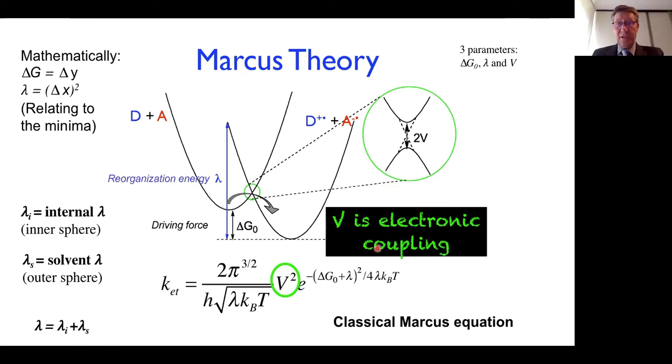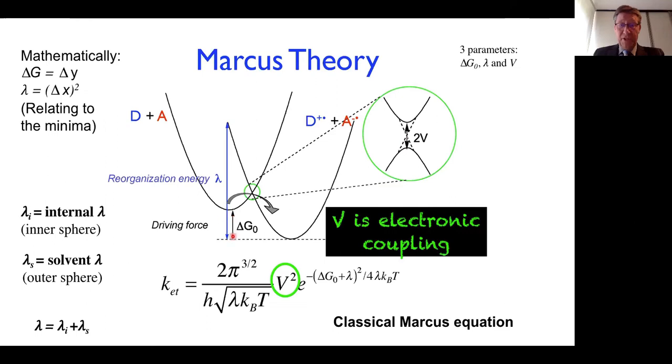It tells you something about the overlap of the electronic wave functions of the electron donor and the electron acceptor, the D and the A, and it is a measure for the interaction between the two states. So here, these two states interact, they mix, and this is the strength with which they mix, and that is related to the electronic coupling of the wave functions of the donor and the acceptor.